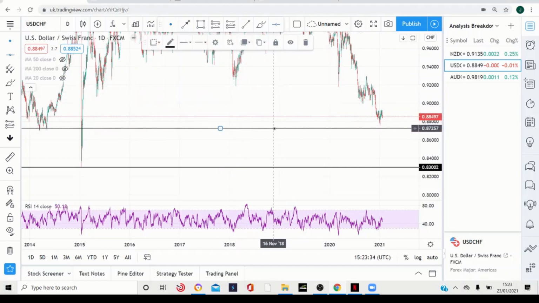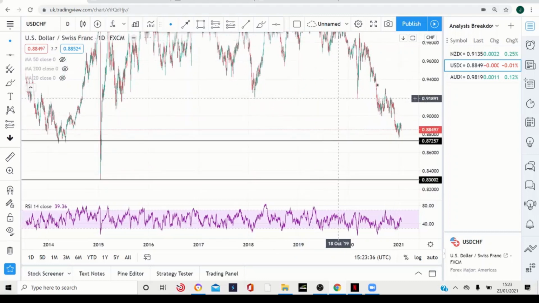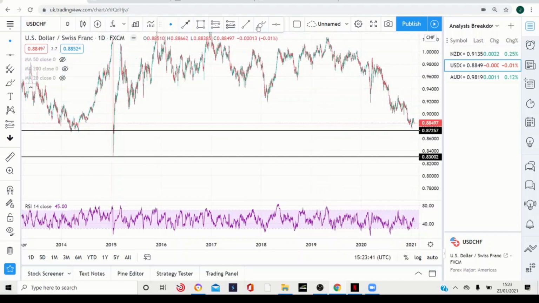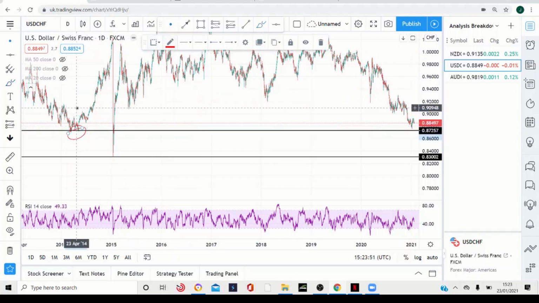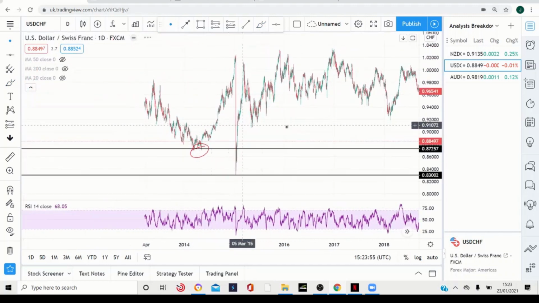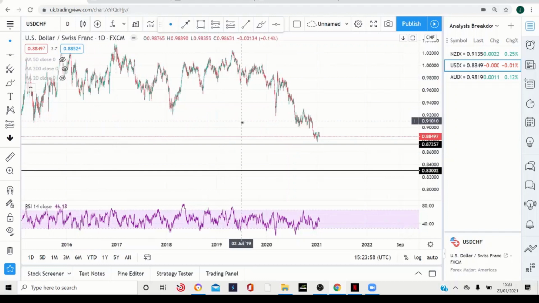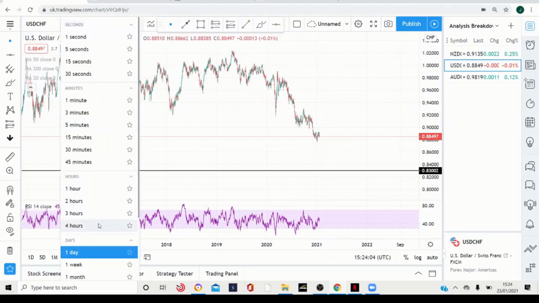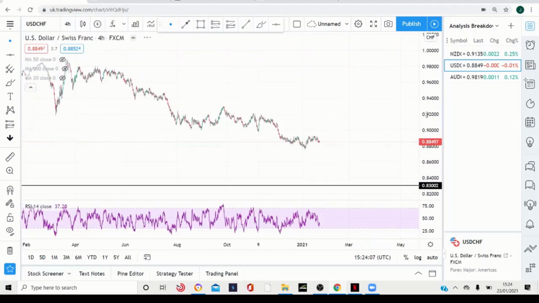So let me just go back a bit so you guys can see. As you can see, guys, you have a key level of support around this zone there. That's from since April 2014, so that's a couple of years ago. At the moment we are right at that support zone, so let's go back to a lower time frame to see how the market can play out.